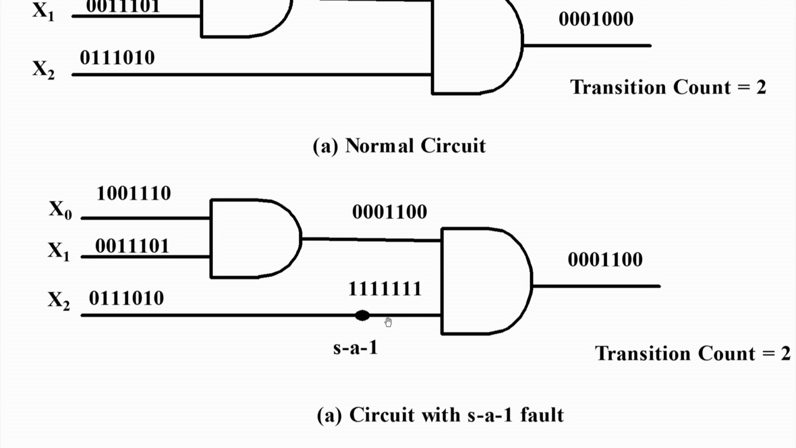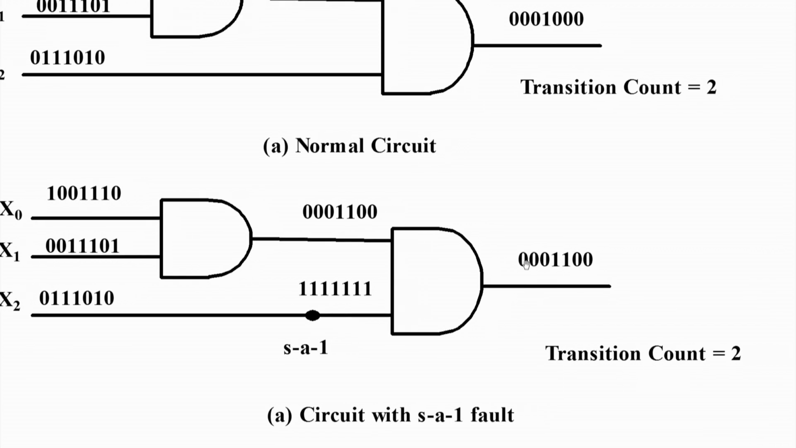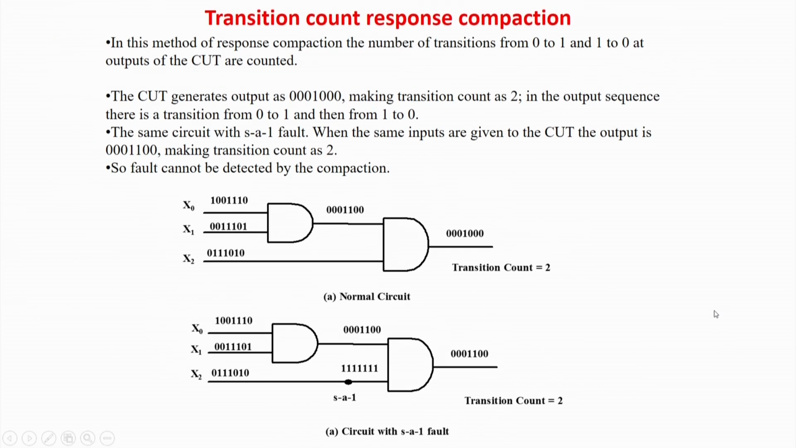Now I am having again the same stuck-at-1 fault. So here also the transition count is 1 1 0. So 1 transition and 2 transitions. So here the transition count is 2, but again the fault is not detected. So another technique I have applied, which I am showing, is basically transition count compaction. You just find out how many times it is changing from 0 to 1 and 1 to 0. So there are 2 jumps over here and here are also 2 jumps.